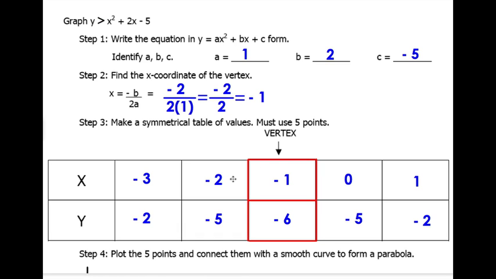of negative 2. To keep it symmetrical, I'm going to go up 2 units from the vertex, and so now I have a value of x equals 1. And in order to keep this symmetrical, I'm going to go down 2 values from the vertex, and now I have a value of negative 3.